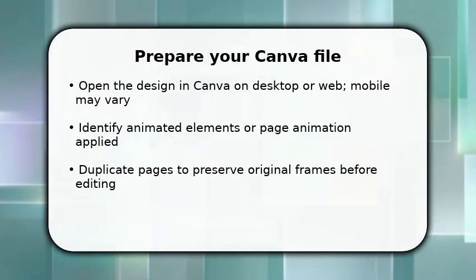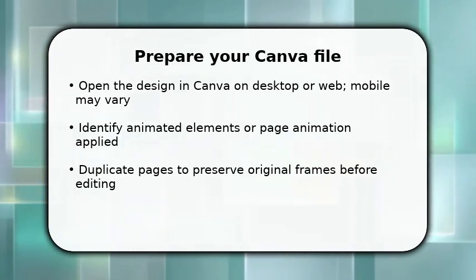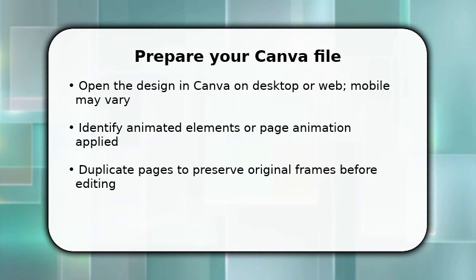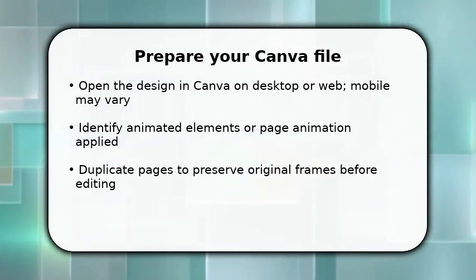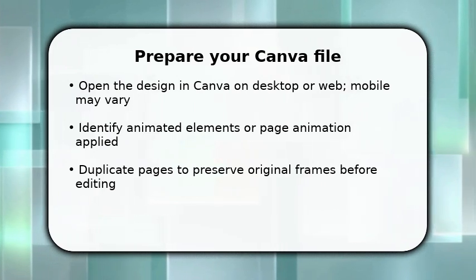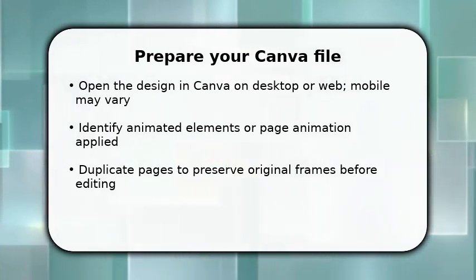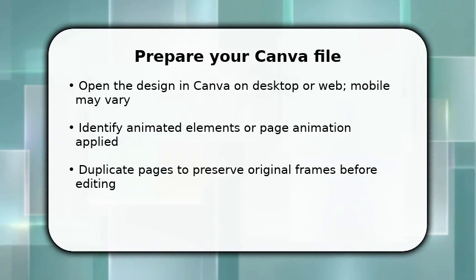You're in Canva and ready to stop motion. Start by opening the design on desktop so full controls are available. Once open, scan each page for element level or page animations and duplicate any pages you'll edit. This keeps a backup. You want to work incrementally, so select one page and inspect the Animate menu.